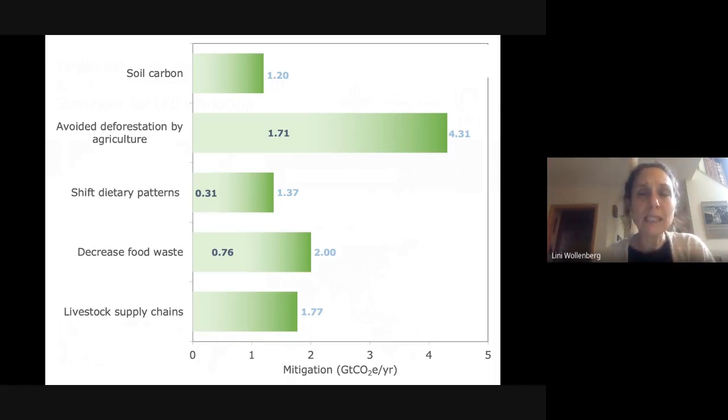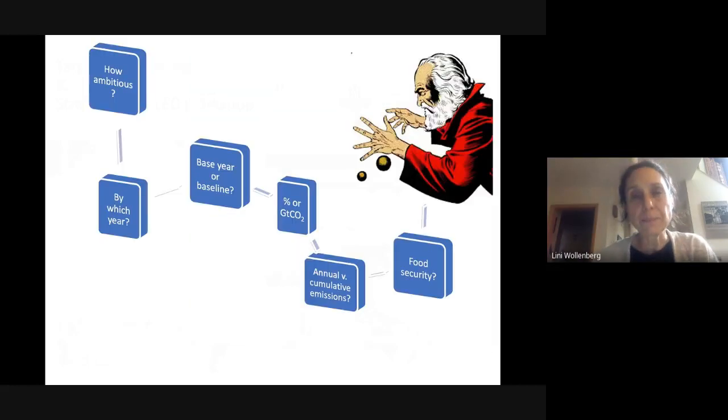This is globally. And then you can see avoided deforestation by agriculture. We have a gigaton potential of about 4. And then the 1.71, the dark numbers show you the economic potential, what's possible given a certain spending level. And what these numbers tell us is really just what's possible, but they don't tell us what's necessary.